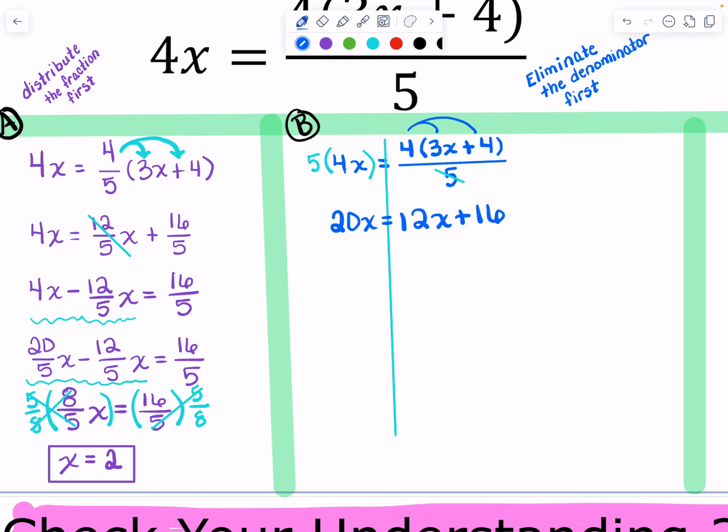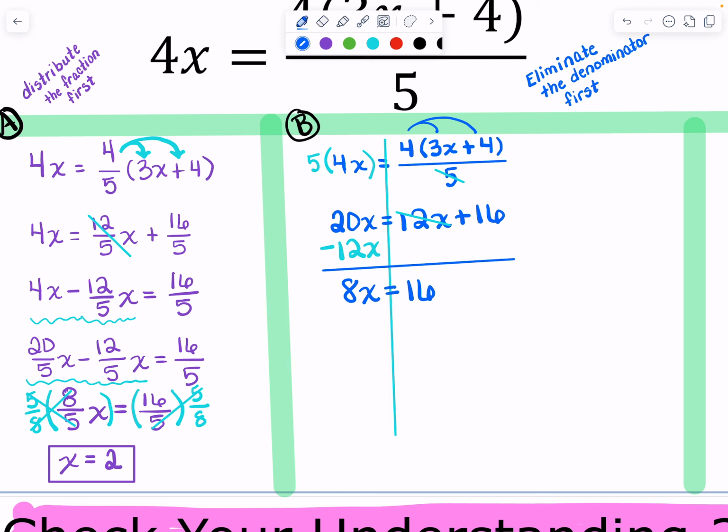Now I have no fractions to worry about. Now I'm getting all the x's on the same side. Which x is smaller, 20x or 12x? Let's get rid of the smaller one. So instead of having positive 12x on the right side, I'm going to have negative 12x on the left side. I'm going to go ahead and rewrite my equation. 20x minus 12x is 8x, and on the right side, I have 16.